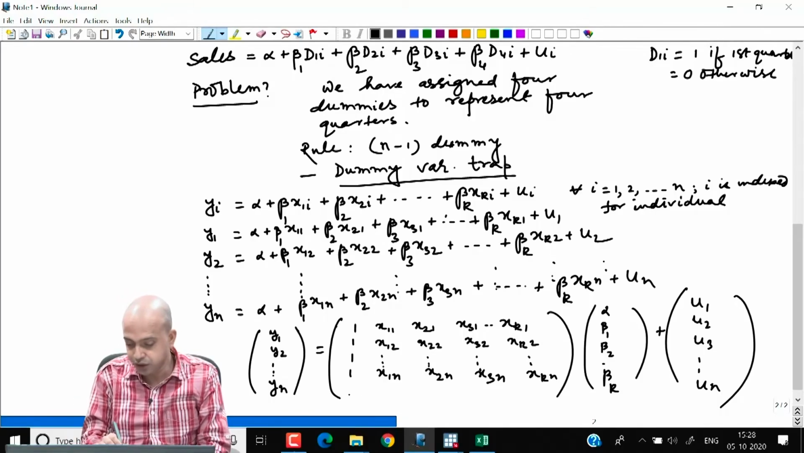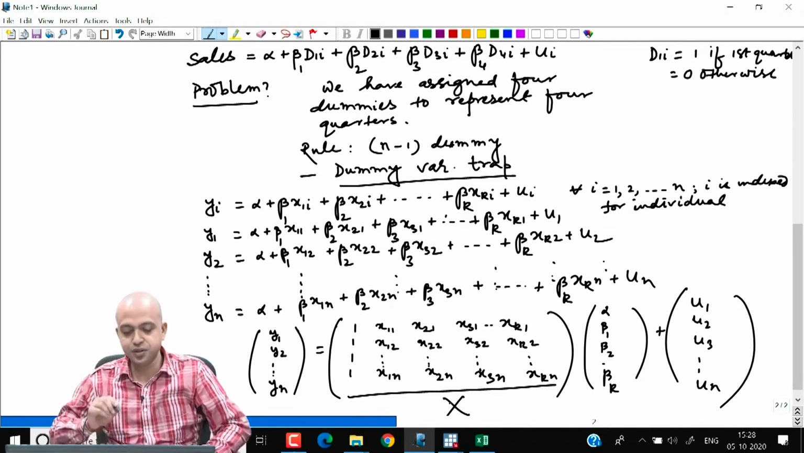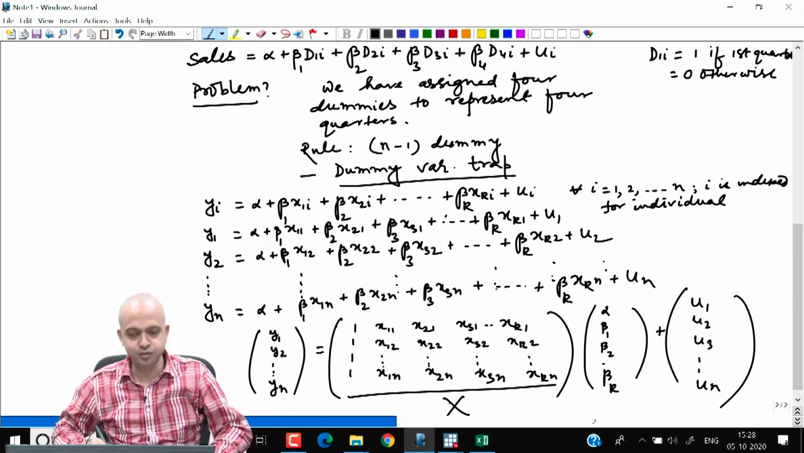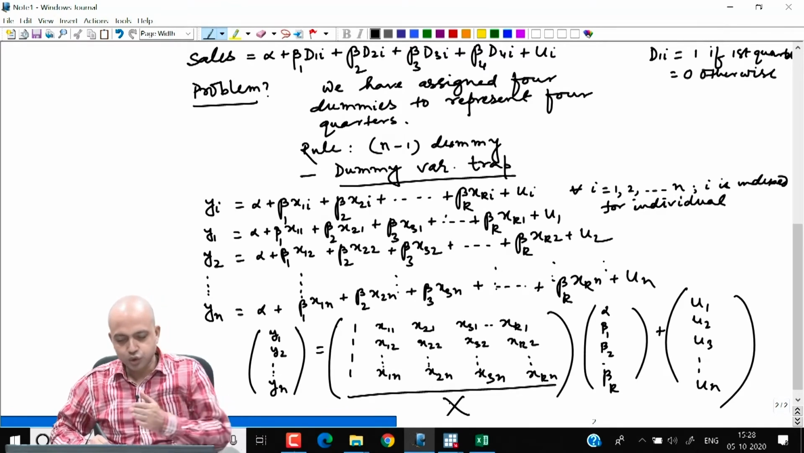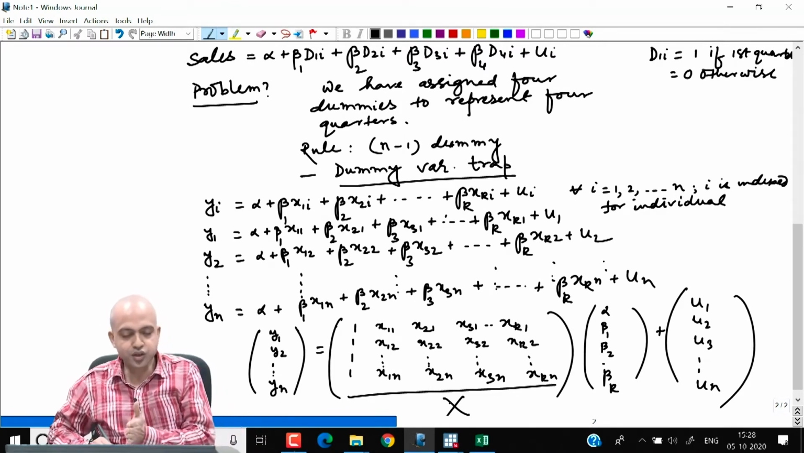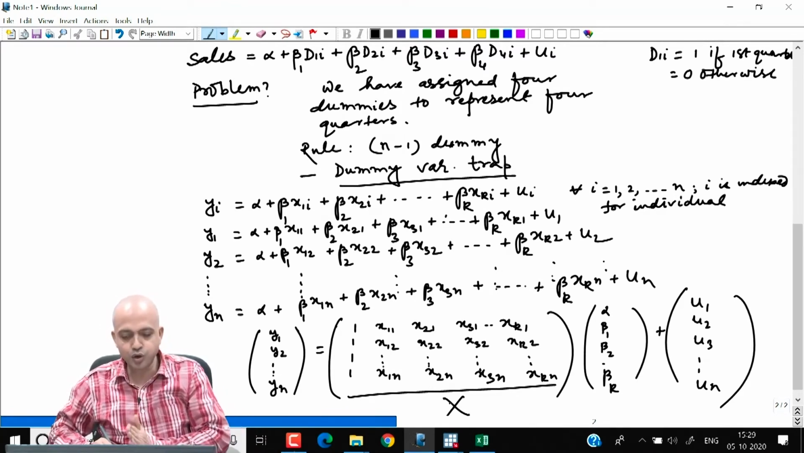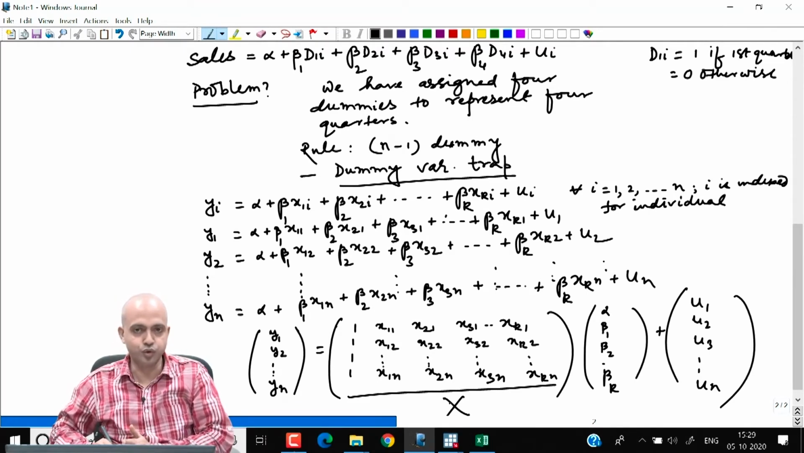Now look carefully at the structure of the X matrix. Please remember this is my X matrix. In the X matrix, the first column is all 1, 1, 1, 1.